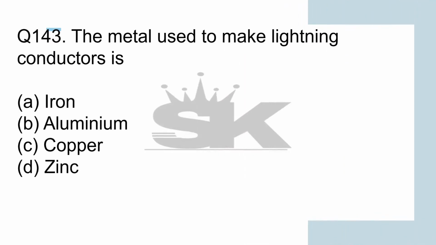The metal used to make lightning conductors is copper. The main attribute common to all lightning rods is that they are all made of conductive materials such as copper. Copper and its alloys are the most common materials used in lightning protection.